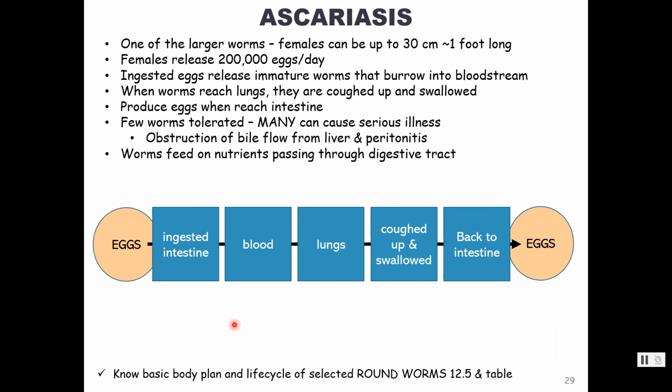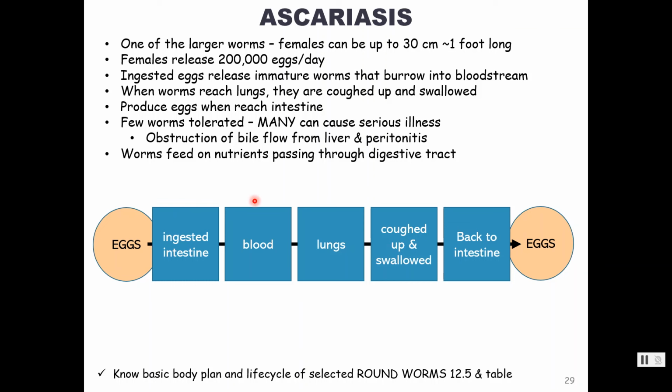Okay, so just kind of back to Ascariasis. It is one of the larger roundworms. The females can get up to be about a foot long. Like I said, they are releasing eggs into the lumen, that open space in the small intestine, up to 200,000 a day. When the eggs are ingested, they go through the stomach, and they're going to burrow through the intestine. And then they get in the bloodstream.